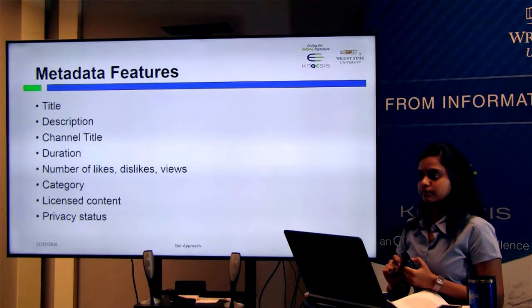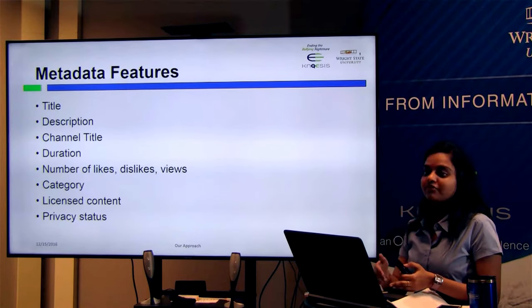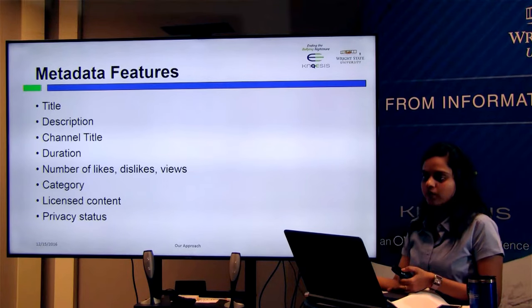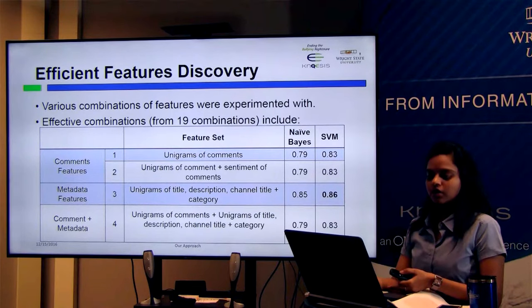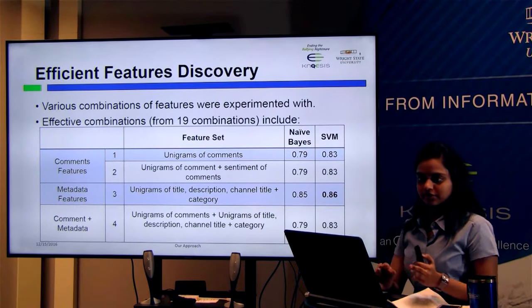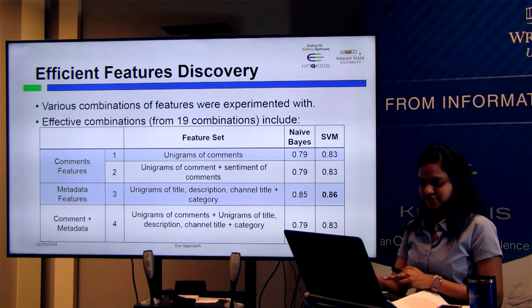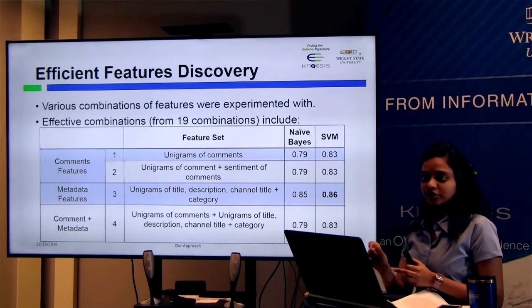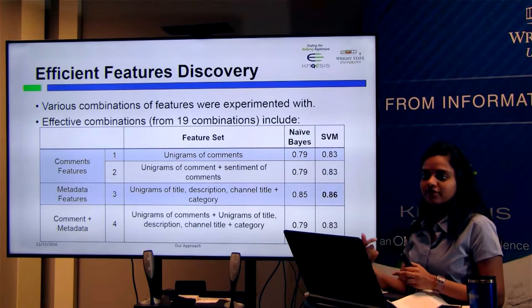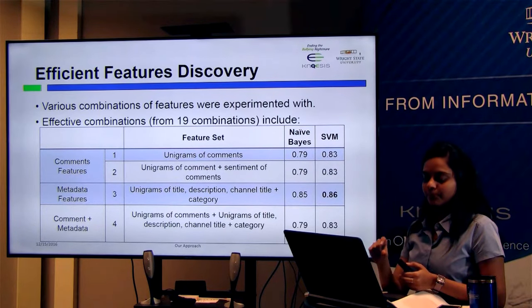The way I read it, these are all the features available, and then she will use only a subset of those. Yes, I will not use all of these features. I just said that these are all the available features for a YouTube video, and then we will discover the efficient features that solve our problem. With all the features that we discussed in the previous step, we performed some experiments using Naïve Bayes and SVM classifiers. Here are some of the effective combinations. We tried each individual feature and then combined with other features. In all, we have 19 combinations, and these are some of the best combinations.